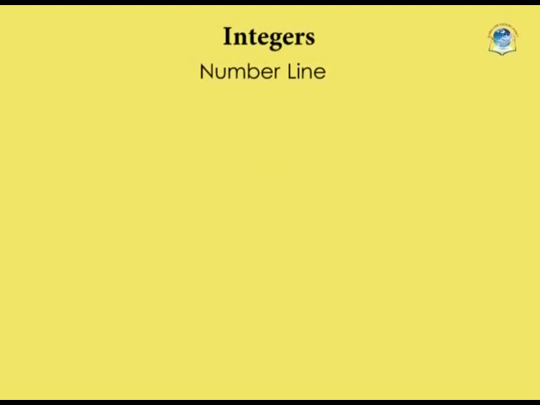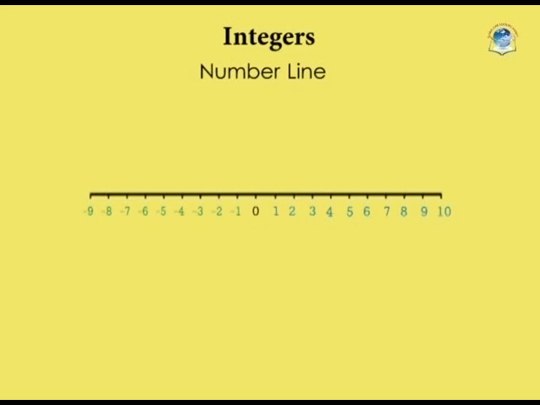All integers can be represented on a number line like this one. From 0 moving towards the right is the positive side, and leftwards is the negative side. We use number lines to add and subtract integers, and to do that, we must always start from 0. For example, consider 5 minus 7.